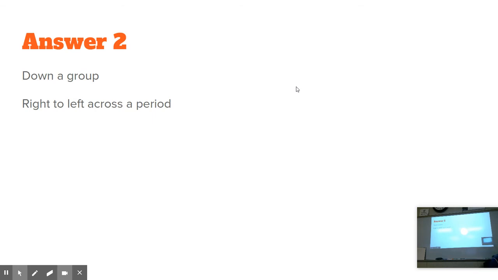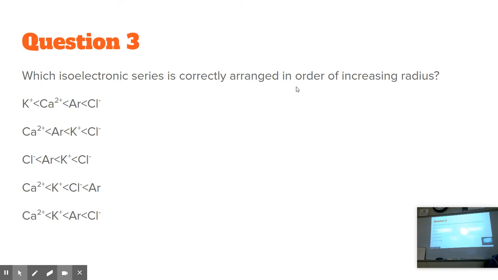Question 3. If you are writing questions down, that's fine, but don't get caught up, because I will be posting all these to classrooms sometime later today. Now, this is going to make you recall a term here. Which isoelectronic series is correctly arranged in order of increasing radius? To jog your memory, it's been probably a week and a half since we talked about an isoelectronic series.